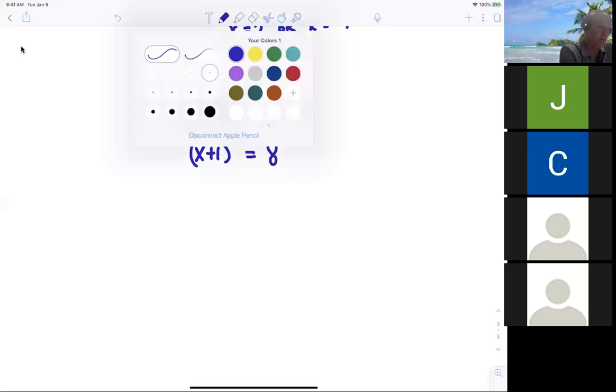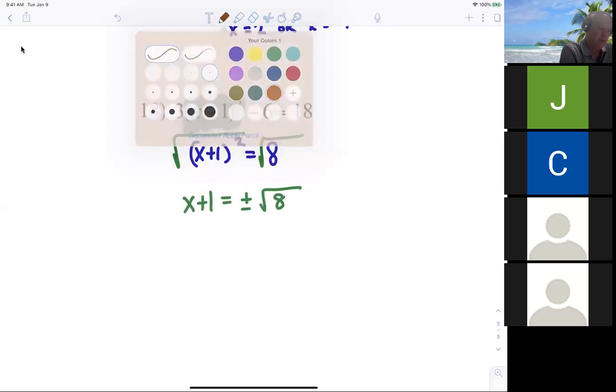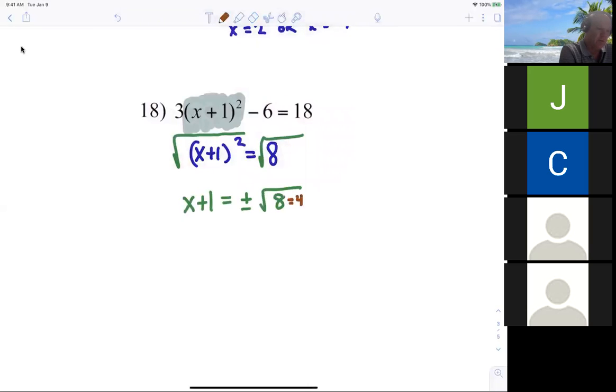Now what we're going to do is take the square root of both sides. When we do that, don't forget the plus or minus. So x plus 1 equals plus or minus the square root of 8. I know that's the hard part, right? But you have to remember, 8 is also the same as 4 times 2.